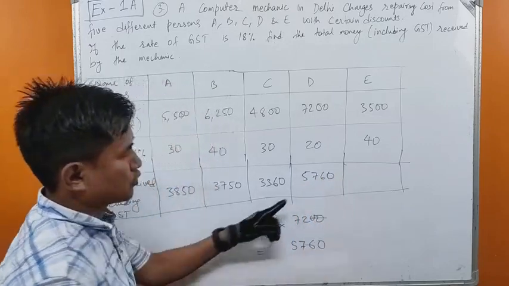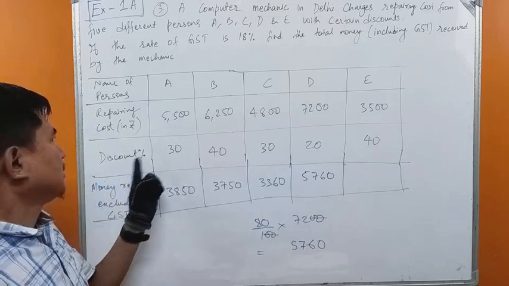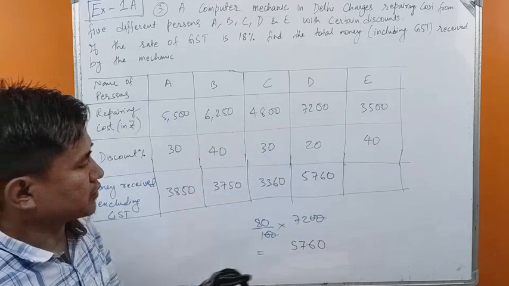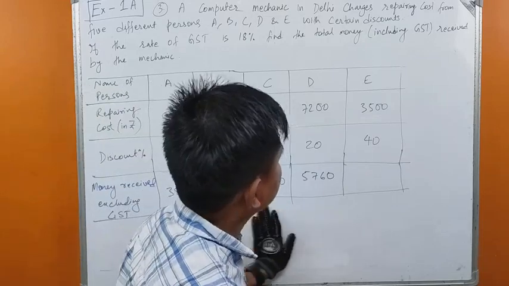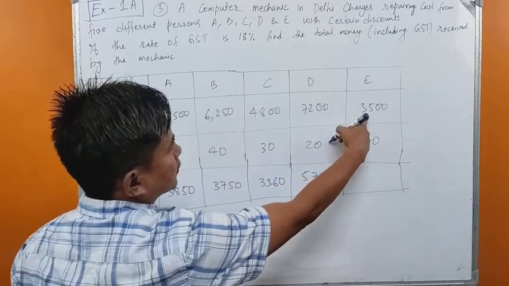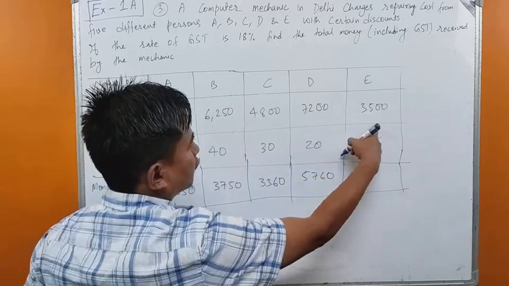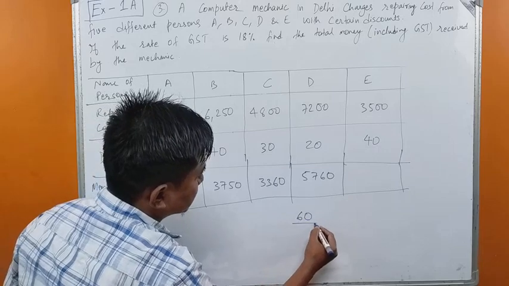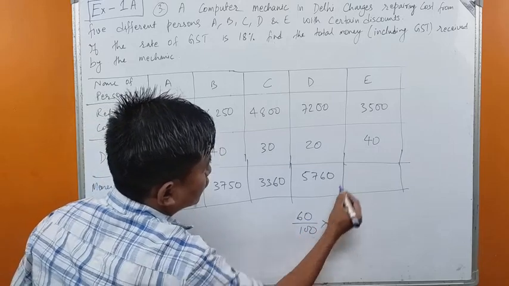5760. So this is the amount of money D needs to pay to the computer mechanic after getting a discount of 20%. Okay, let's calculate for E. The repairing cost for E is 3500, but he got a discount of 40%, isn't it? So he will pay only 60%. 60% of 3500.